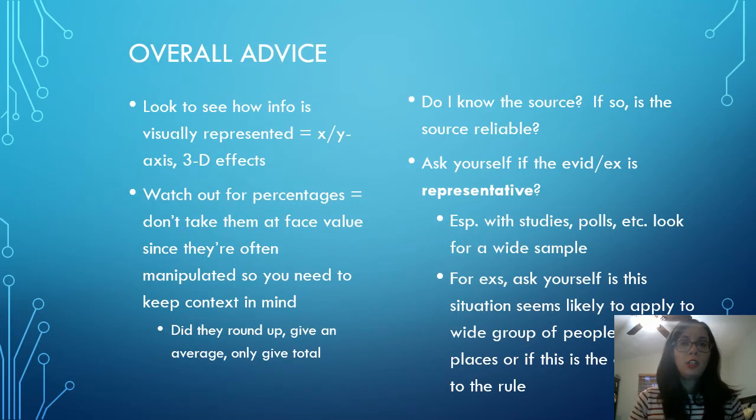Overall advice: look to see how the information is visually represented. Did they try to make it 3D to make it a bigger effect? Did they play around with the XY axes? Look at that very closely. Is the Y axis actually at 0? Or did they start it much higher to make the distortions appear greater than they actually are?